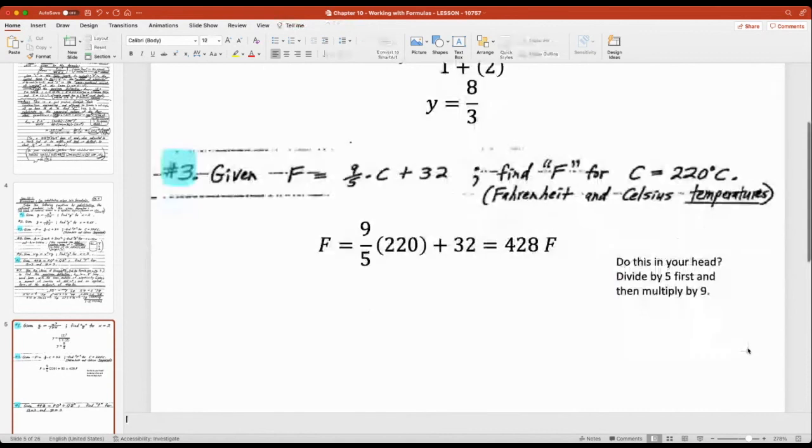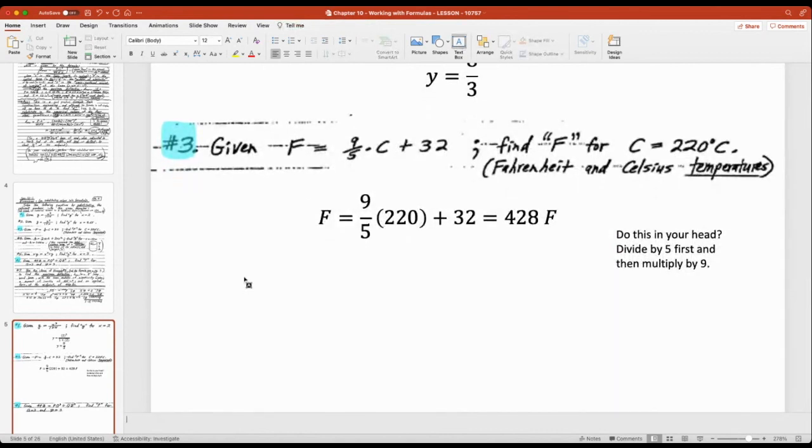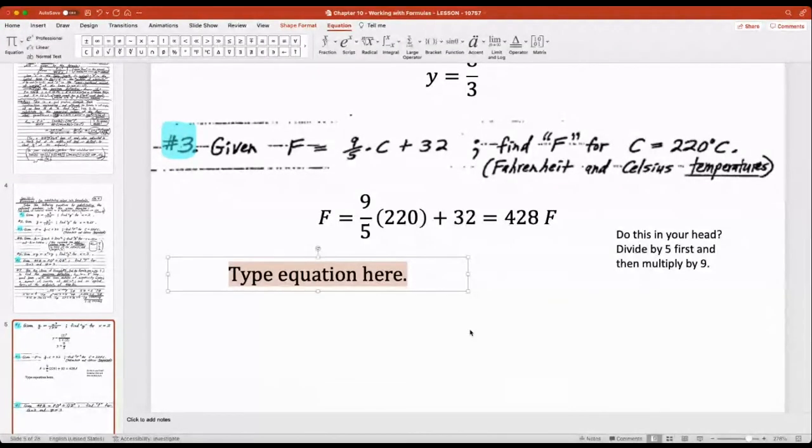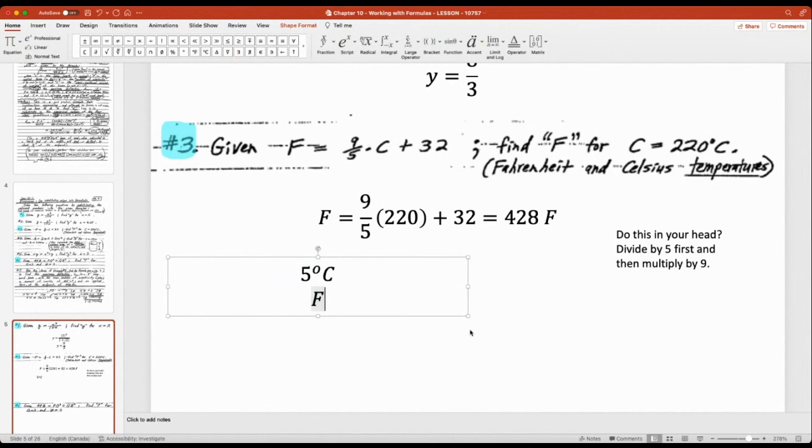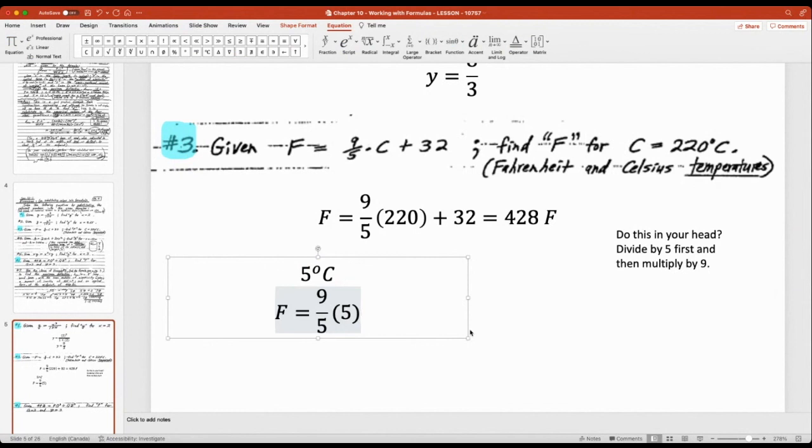Let's try another one, just for that practice, because it's pretty cool. Let's say that outside right now, I don't know what the temperature is, I think it's 5 degrees Celsius outside. I was just checking the weather channel. If we had 5 degrees Celsius, let's see if we can do the calculation for Fahrenheit in your head. Don't write this down; write it down at the end, but just try to do this in your head. So 5 divided by 5 is 1. 1 times 9 is 9, and 9 plus 32 is 41.